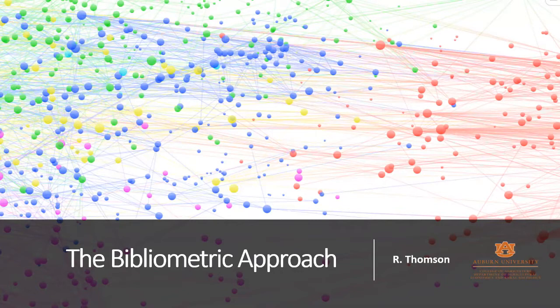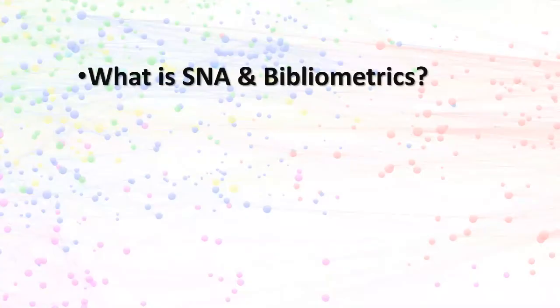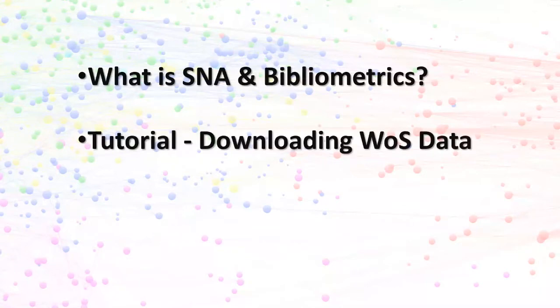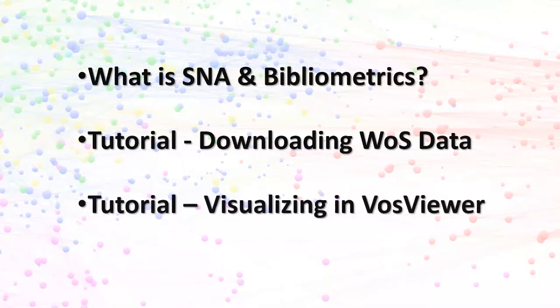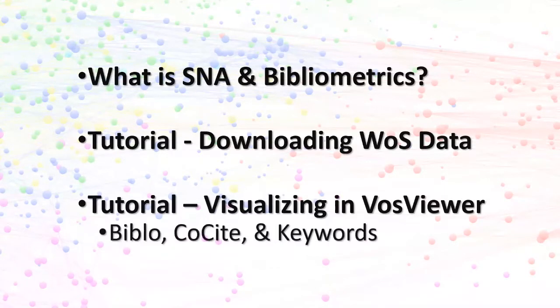I'm going to show you how to hack a massive lit review and visualize whole literature bodies in a very convenient way using Web of Science data and VosViewer. We first have to begin with what social network analysis and bibliometrics are. Then a tutorial on how to download the Web of Science data from the Auburn Library portal, and then how to visualize this data in VosViewer using bibliometric, co-citation, and keywords.